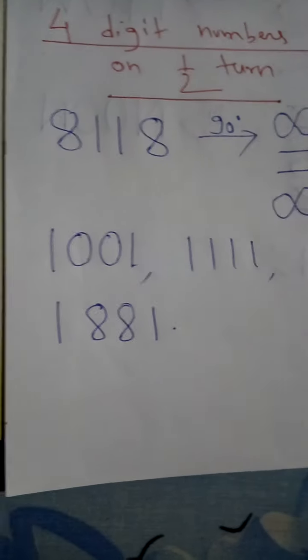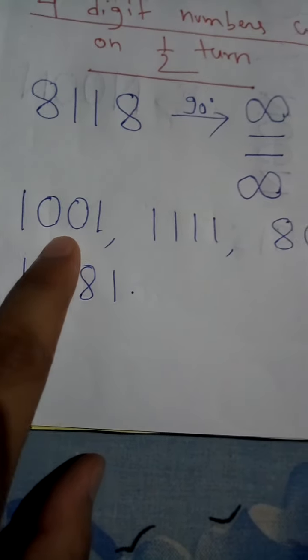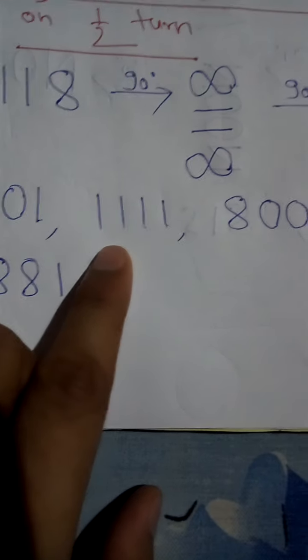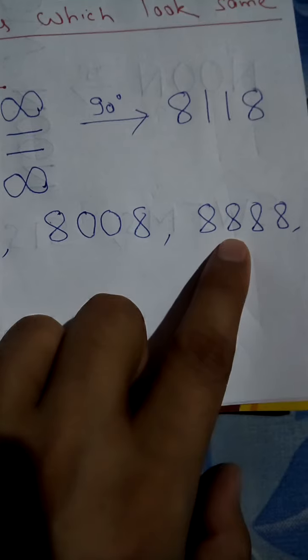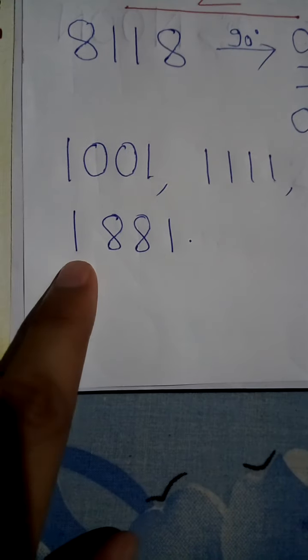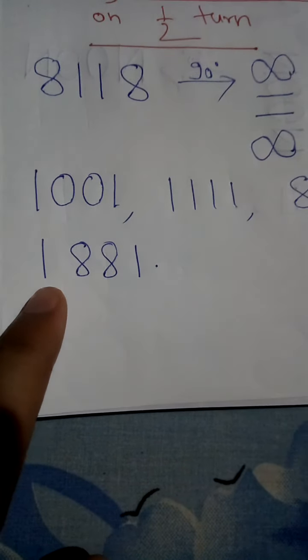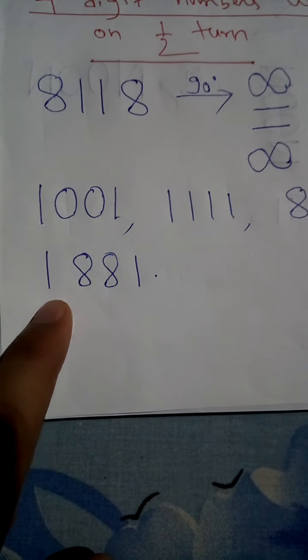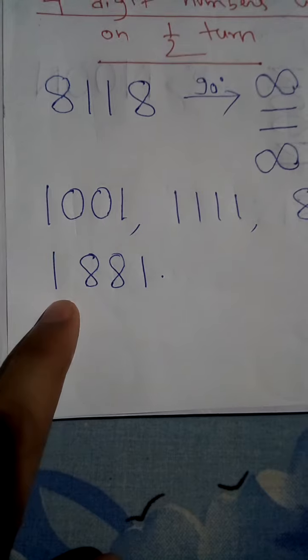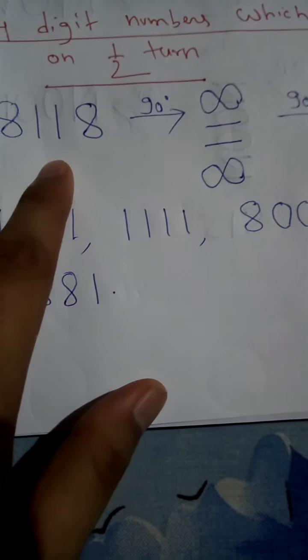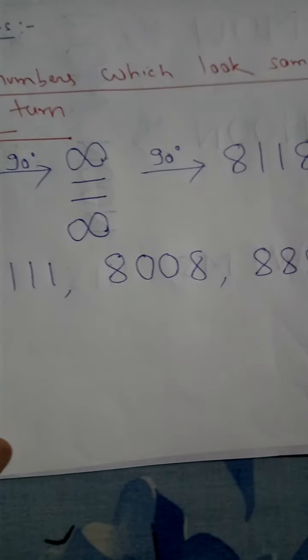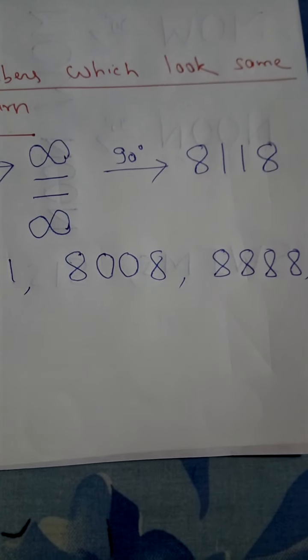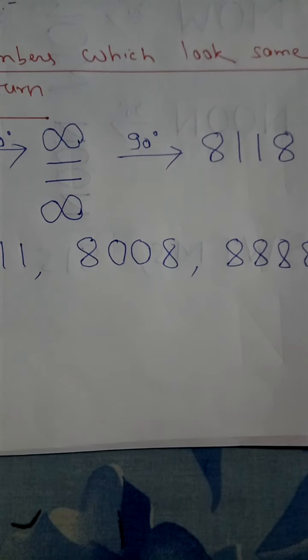Now the other numbers I have already written. This is 1001, this is 1111, 8008, 8888 and 1881. These numbers look the same if you turn through 180 degree. I have shown only one, 8118. Okay, I hope this is clear to all of you.